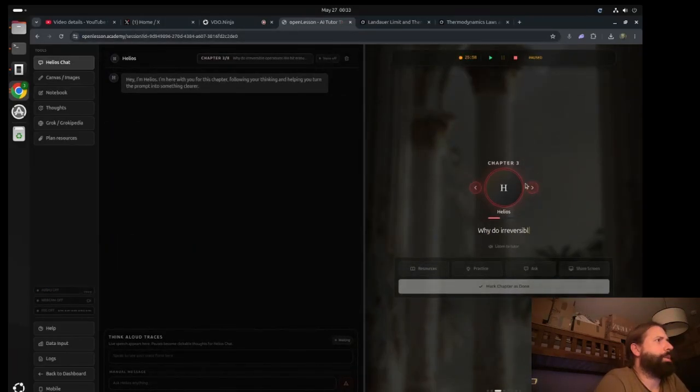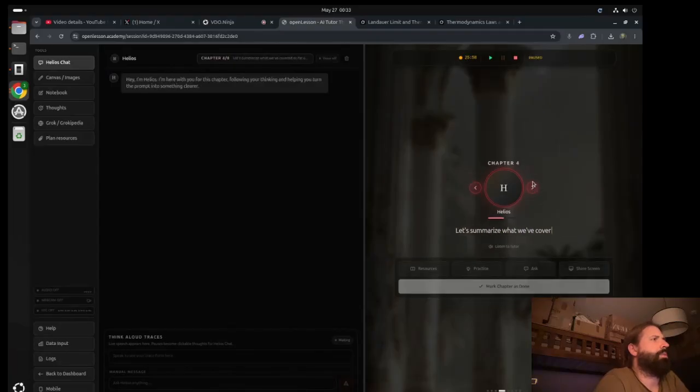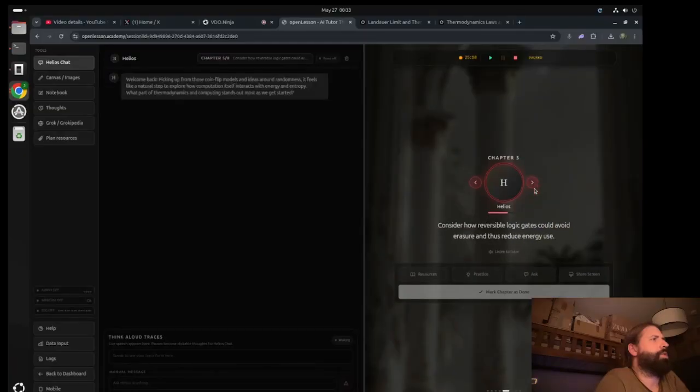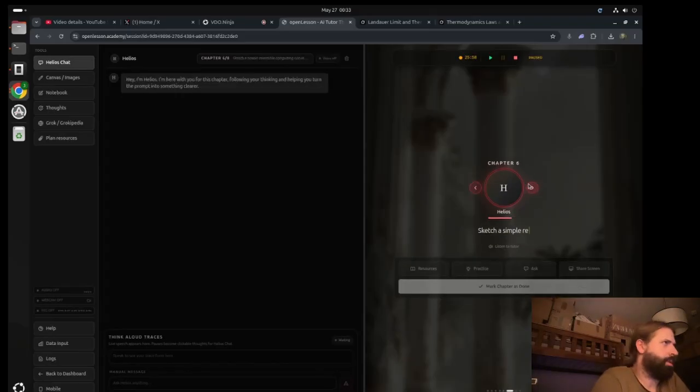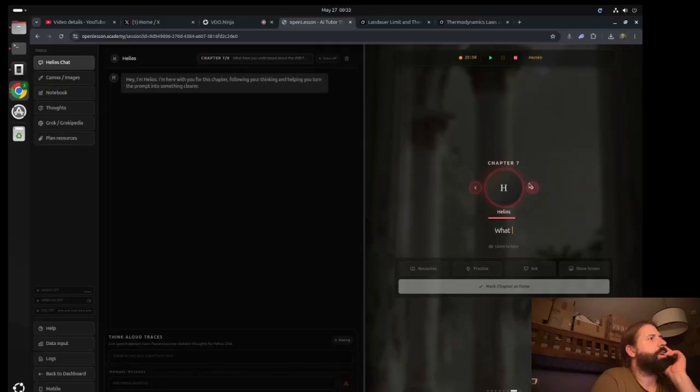Chapter 2 is done. Chapter 3 is: why do irreversible operations like bit erasure lead to heat dissipation according to Landauer? Let's summarize. Some reversible logic gates could avoid erasure. Sketch a reversible computing circuit, and note its thermodynamic advantages. Oh, that's interesting. Essentially, building reversible computing circuits makes them more energy efficient. Interesting.